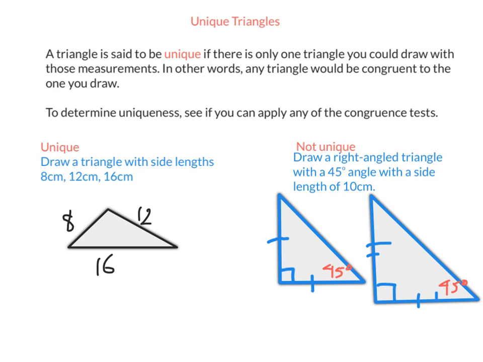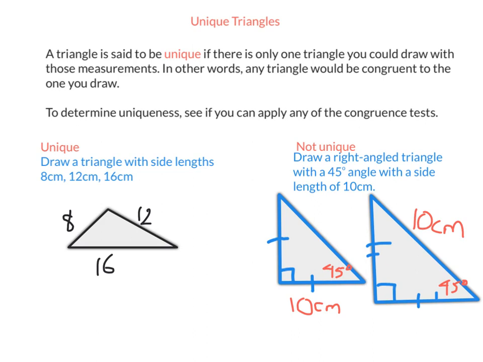So I have two options here for this 10-centimeter side. It could be the longer side, the hypotenuse, or it could be one of the shorter sides. The shorter sides must be equal in both triangles because it's an isosceles triangle, because it has two equal angles. This angle must also be 45, this angle must be 45. So I could put the 10-centimeter side here. It could be one of the shorter sides, or 10 centimeters could be the longer side.